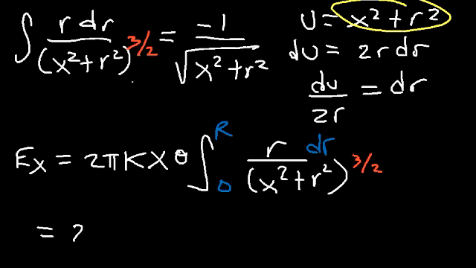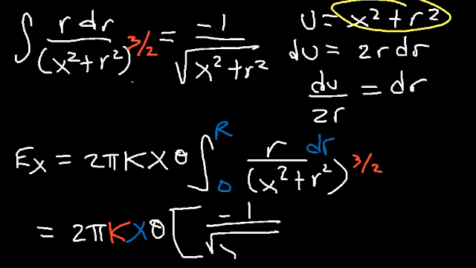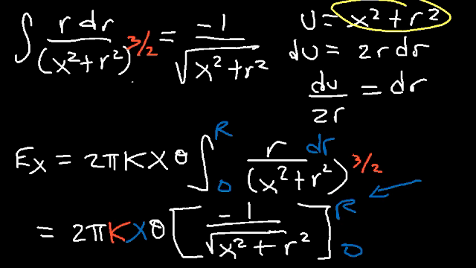So Ex is now 2 pi k times x times sigma, which is the charge per unit area. And then we have negative 1 divided by the square root of x squared plus r squared, evaluated from 0 to r. So we're going to begin by plugging in the top number. We're going to replace lowercase r with capital R. Lowercase r is the variable, x is the constant, so we can't replace the constant here.